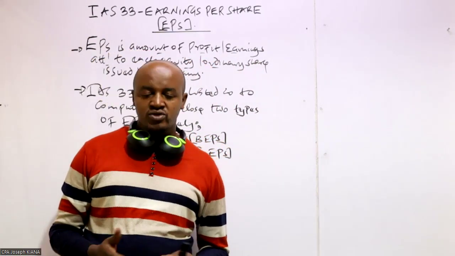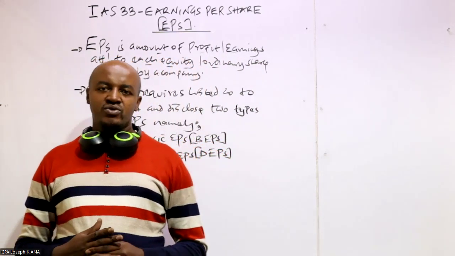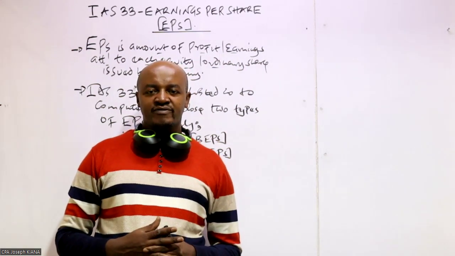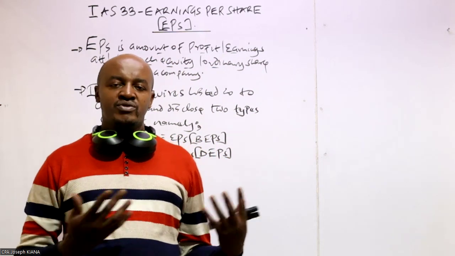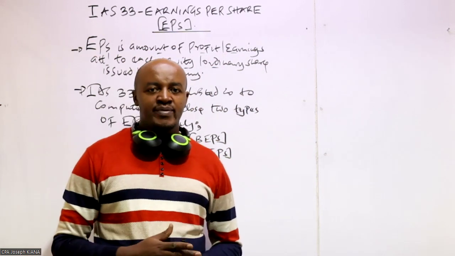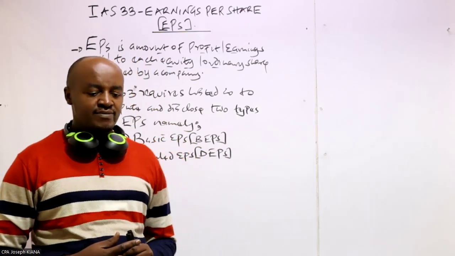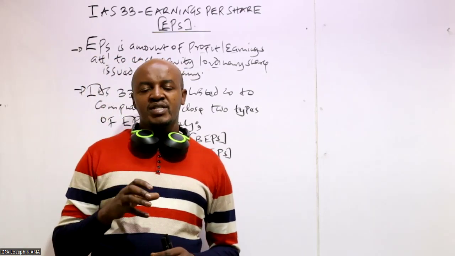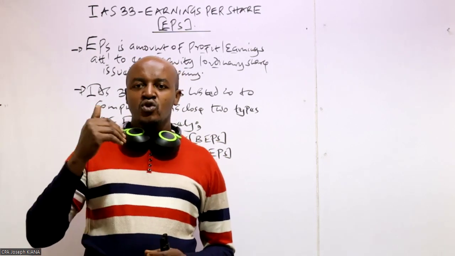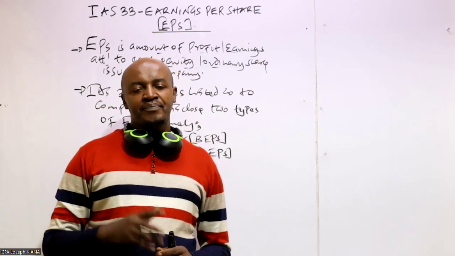It is important to note that when we talk about listed companies here, we are referring to those companies whose shares trade in the securities exchange market. For example, in Kenya, we are looking at companies like Safaricom, Equity Bank, KCB, Kenya Commercial Bank, and so on. All these companies are listed because their shares trade in the securities exchange market, and under International Accounting Standard number 33 they are required to compute and disclose, as part of their notes, two types of earnings per share.